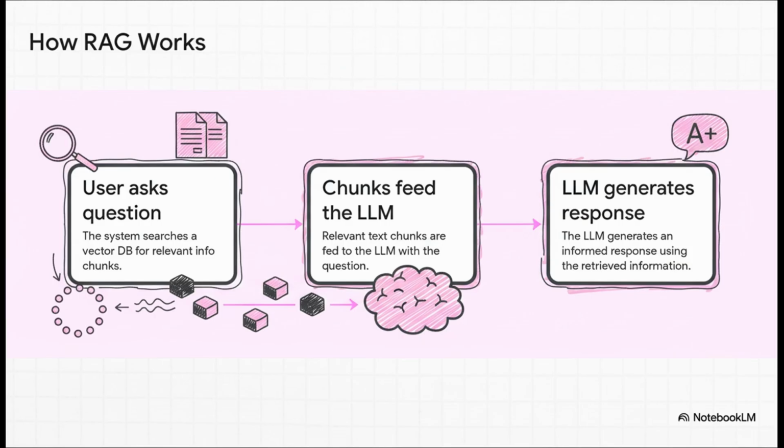So here's how RAG works, step by step. First, you ask a question. Then, the system instantly searches its vector database for any information chunks that seem relevant. It finds those chunks, and then it feeds them to the language model right along with your original question. And what you get back is an answer that isn't just pulled out of thin air. It's actually grounded in real, specific data.